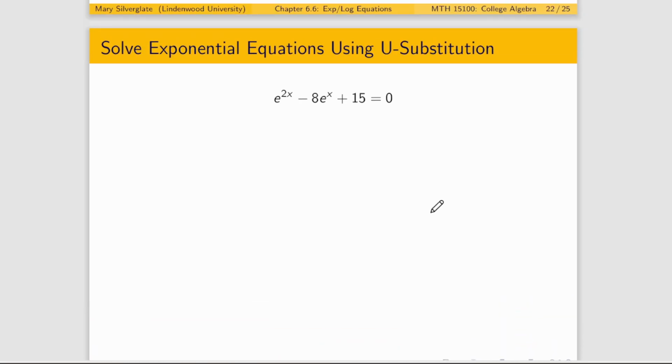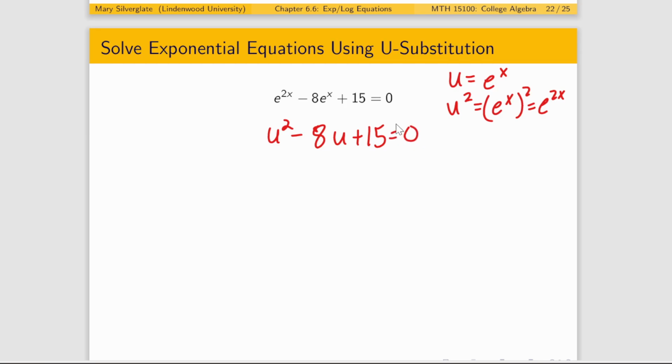So here in particular is another case where that would be true. Go ahead and pause this video and see if you can do that u substitution yourself, and then let's compare with what we get here. So here my u would be e to the x, which means u squared is e to the x all squared, which is e to the 2x. So this is u squared minus 8u plus 15 is 0, replacing e to the x with u, e to the 2x with u squared. Then I want to ask myself, what's going to multiply to positive 15 and add to negative 8? That would be negative 5 and negative 3.